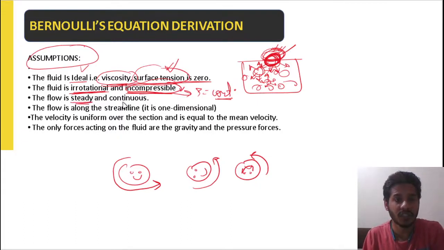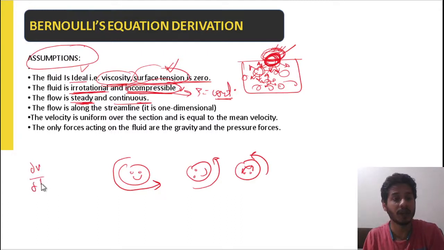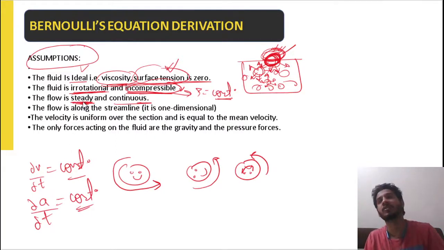The fluid is steady and continuous. What is steady? Steady means that the fluid is not changing its properties with respect to time. For example, the fluid velocity del V by del T is constant with respect to time. Fluid acceleration is also constant with respect to time. So if the fluid is steady, its properties are not changing with respect to time, it is referred to as steady and continuous. The flow is along the streamline, that is, one dimensional.